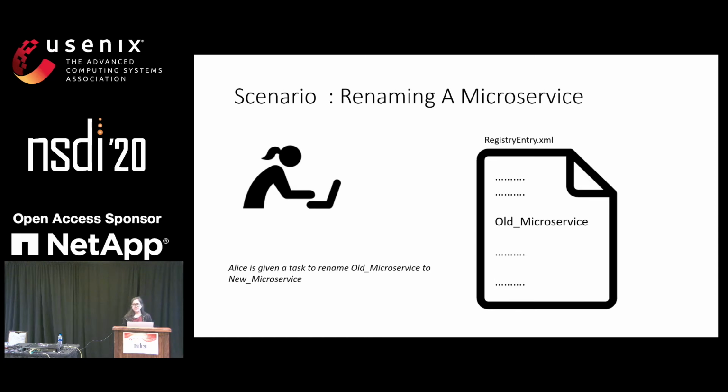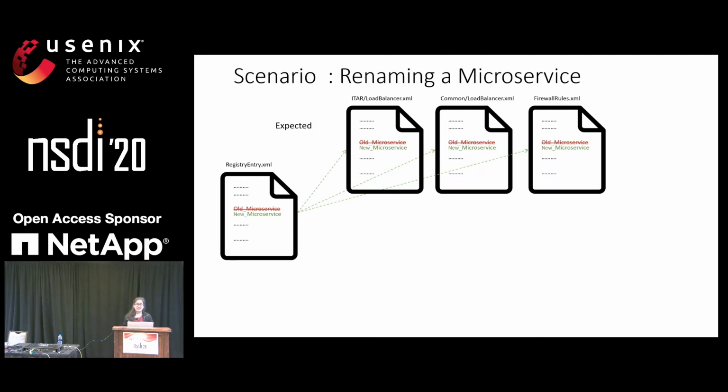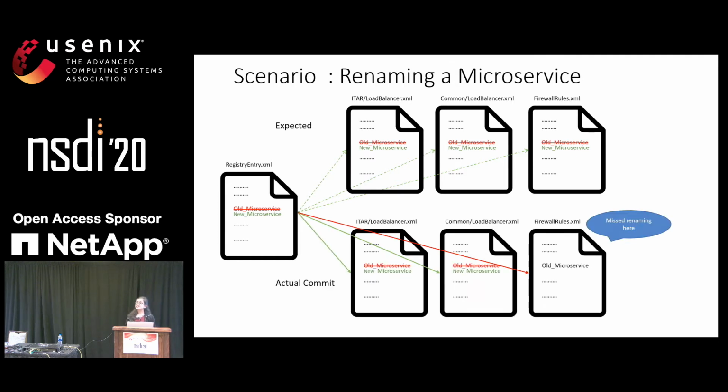Alice is a new developer who has recently joined a team, and she's given a task to rename old microservice to new microservice. She goes ahead, makes changes in file registry entry.xml. Along with this file, she is expected to make changes in 3 other files, which is ITAR load balancer, common load balancer, and firewall rules.xml. But as these things are not documented very well, she goes ahead, makes changes in 2 of the related files, but forgets making change in firewall rules.xml.